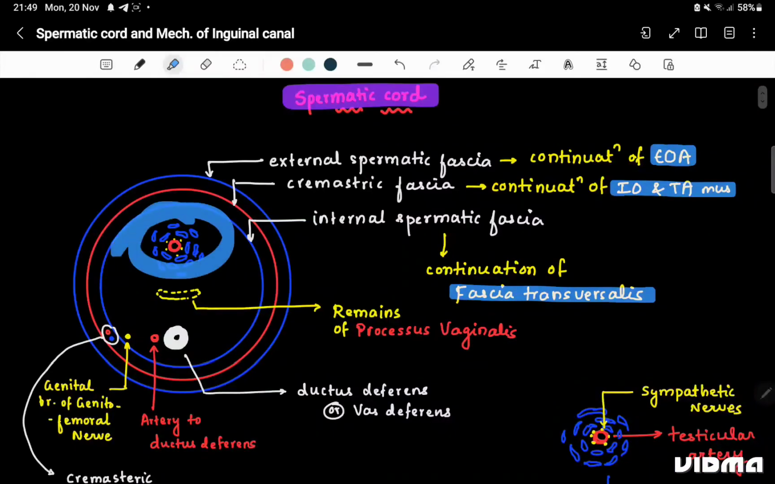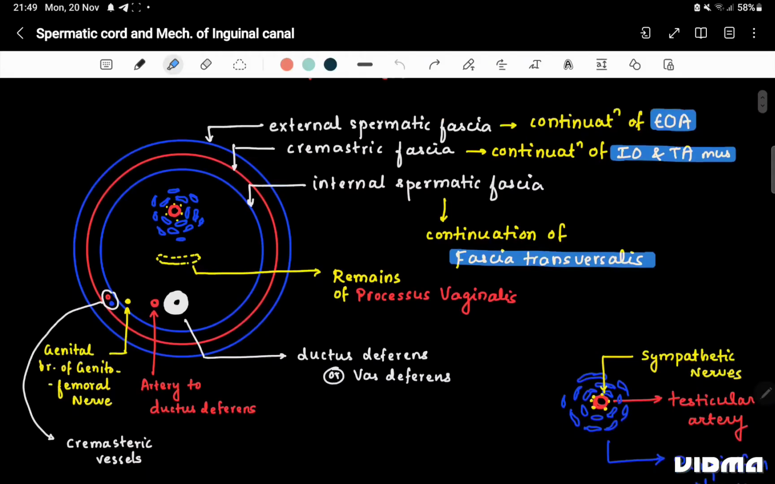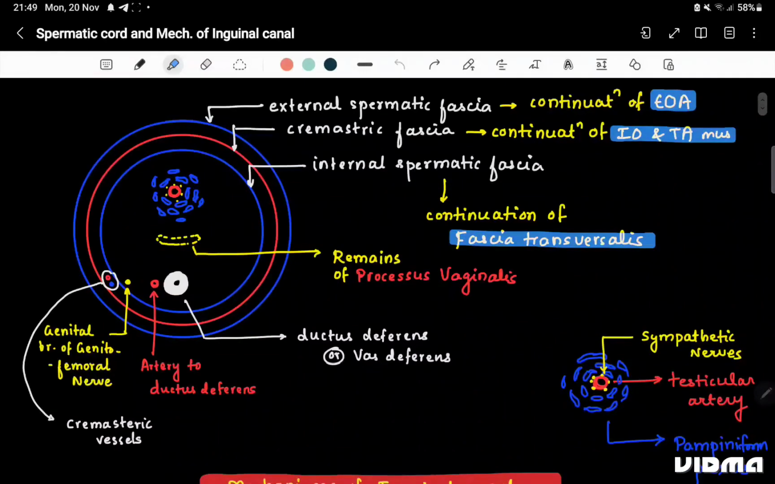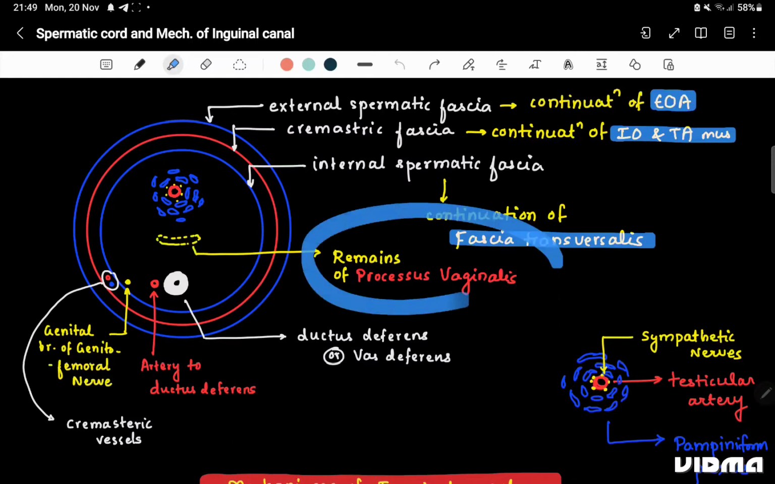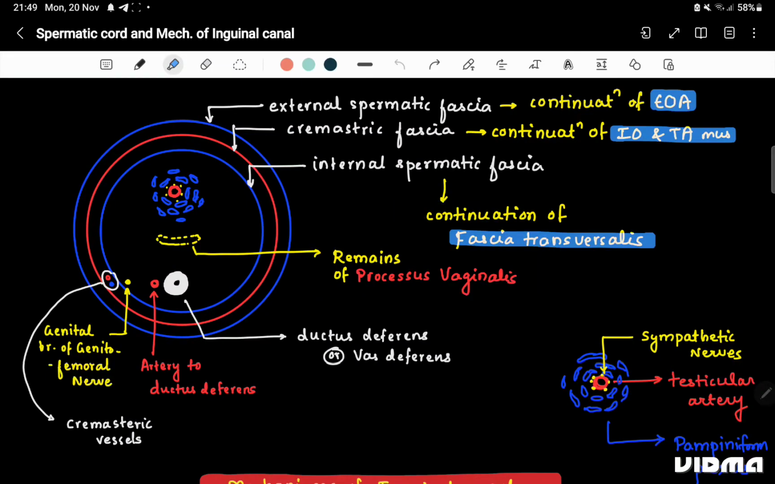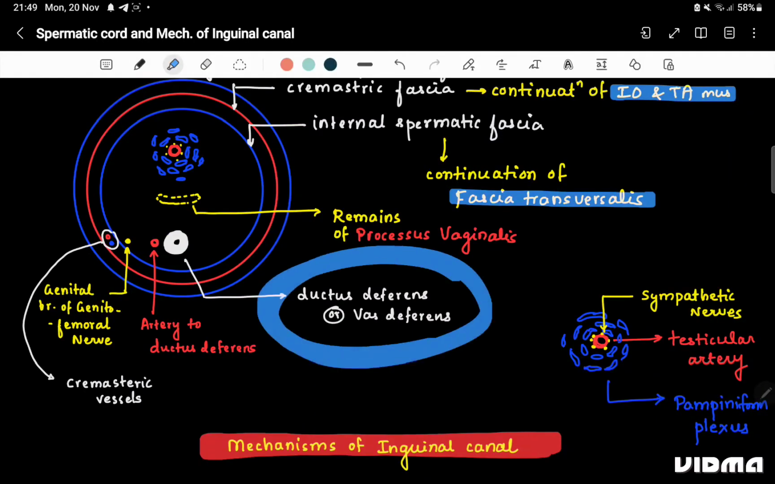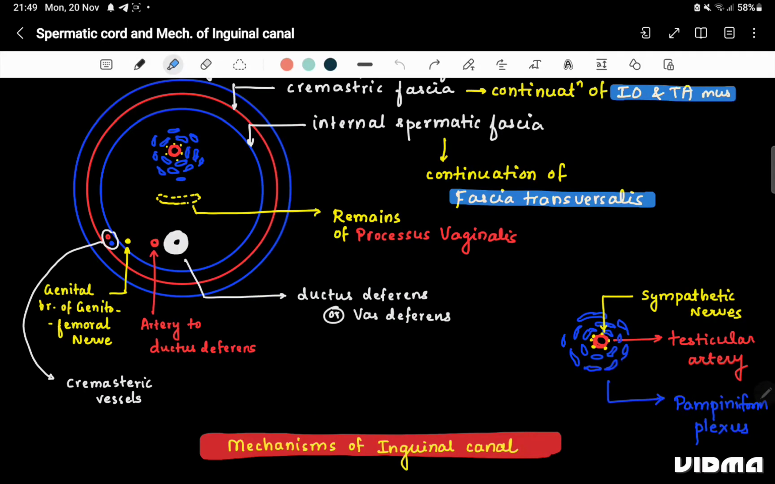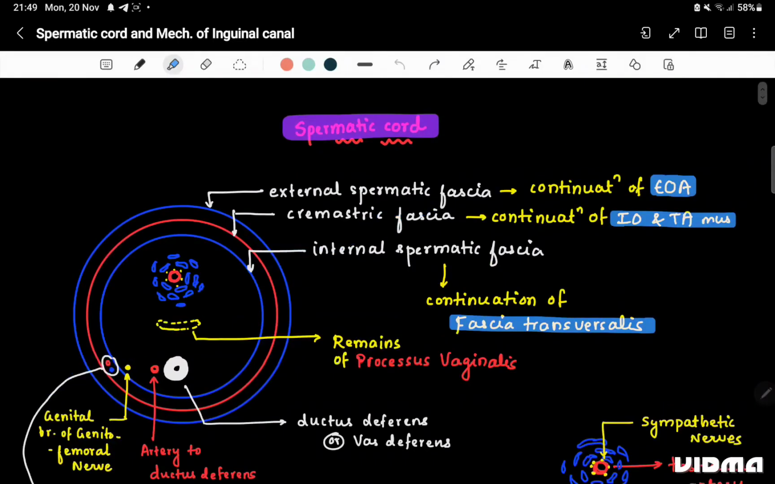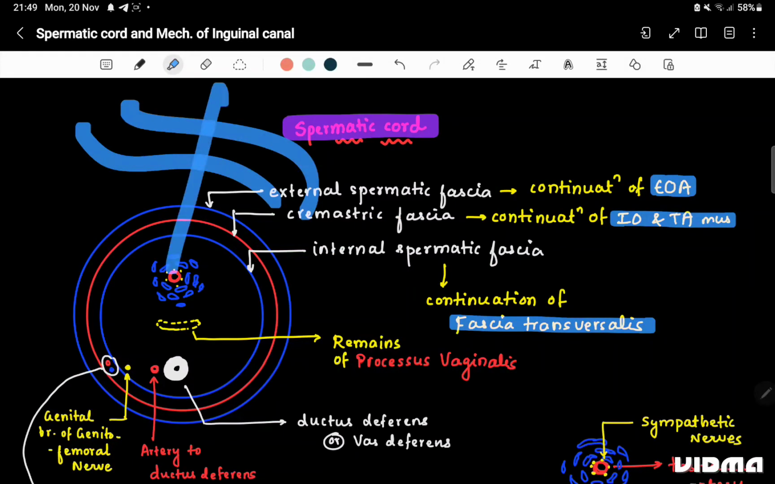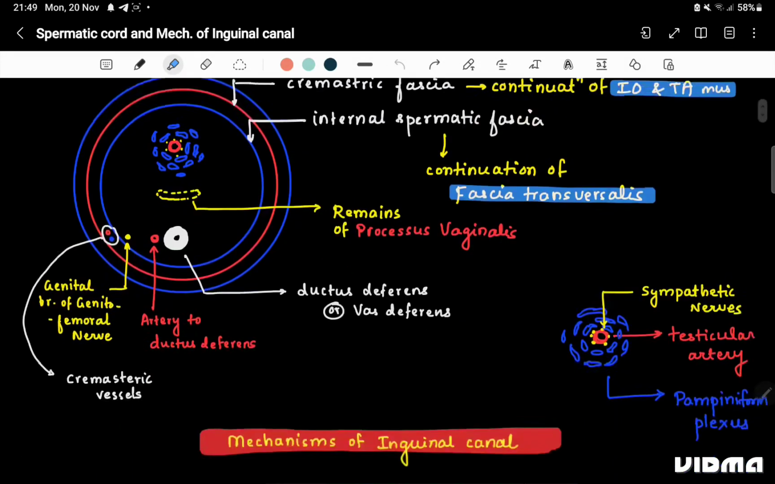Remember the pampiniform plexus we talked about in your pelvis part. And then we have the remains of the processus vaginalis present. Then the ductus deferens or the vas deferens is present. So we are generally looking at a transverse section of the spermatic cord. If this is the spermatic cord, taking a transverse section, we look at the things which are present.